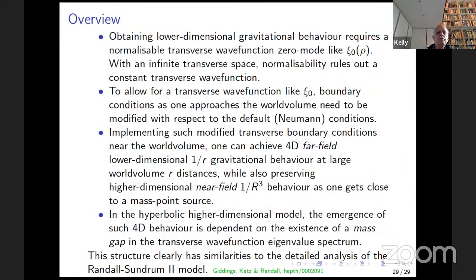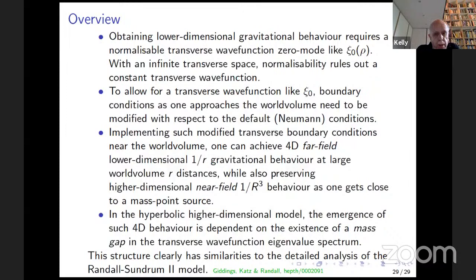The overview is, in order to obtain lower dimensional gravitational behavior, this requires a normalizable transverse wave function, zero mode like C0. And with an infinite transverse space, such a normalizable wave function will definitely depend upon rho. So the constant transverse wave function of a standard Kaluza-Klein reduction is not possible in order to have normalizability. To allow for such a transverse wave function, you have to have appropriate boundary conditions as you approach the world volume, and they need to be modified with respect to the default Neumann conditions.